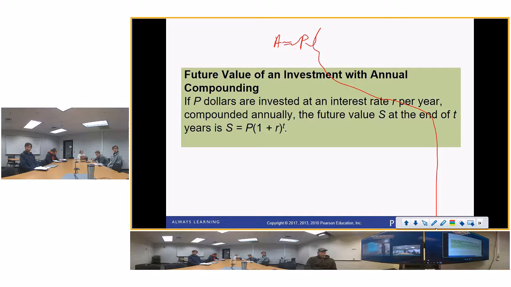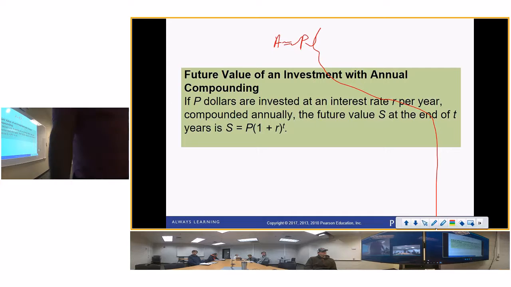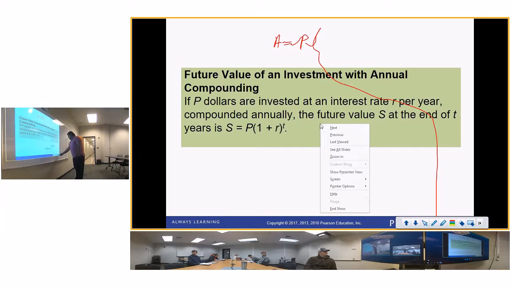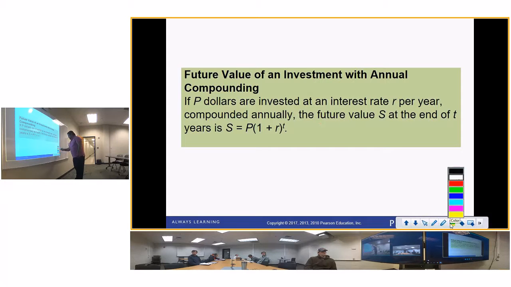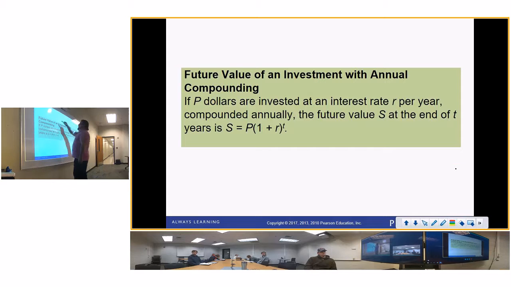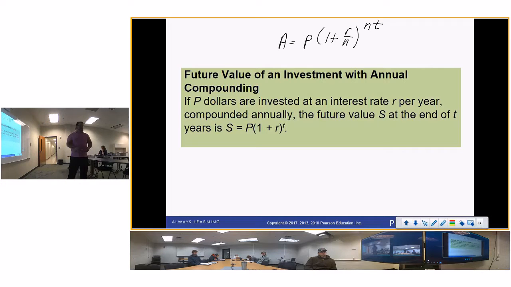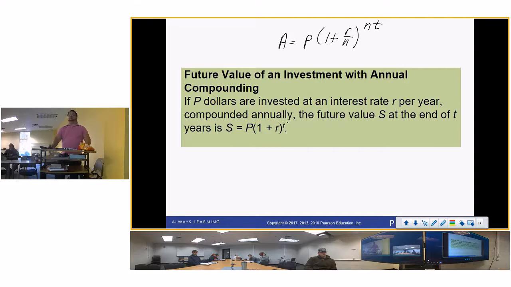I don't know what's wrong with this one, but I'm going to put it over here. Let's try this one. Sorry about that. Let's try it again. A is equal to P times (1 plus R over N) raised to the NT power. And they're probably going to show you that one in the next couple of slides. So let's just ignore this one.